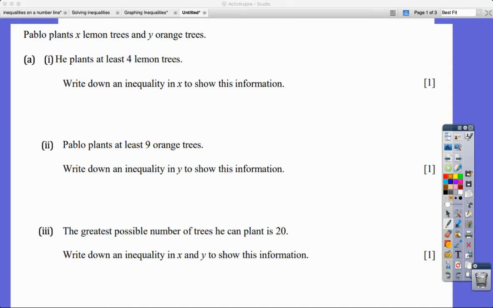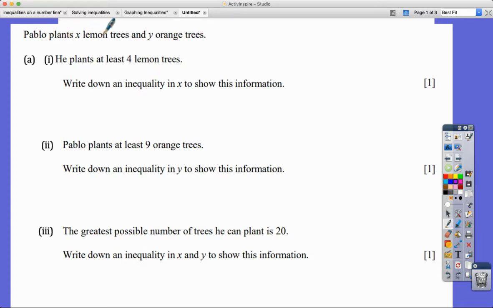Hi, and welcome to a lesson on linear programming. This is actually a paper 4 question from the Cambridge IGCSE 0580 syllabus, and it starts off with some quite straightforward inequality questions. So the first 4 marks are hopefully really easy for you. So let's have a look at it.